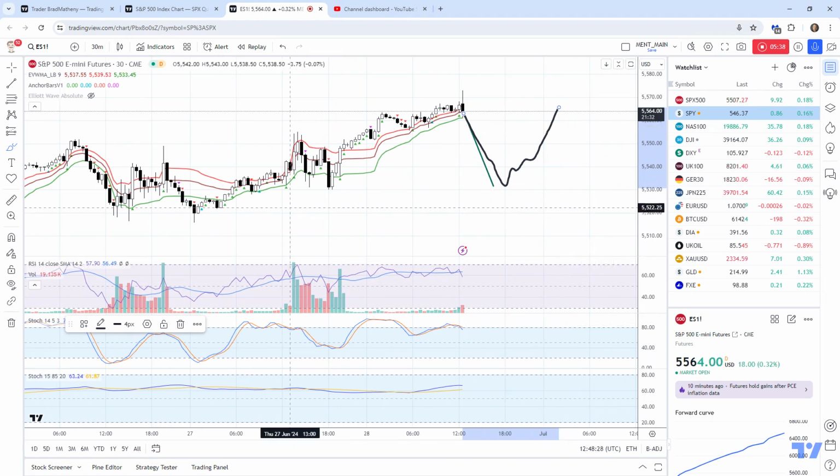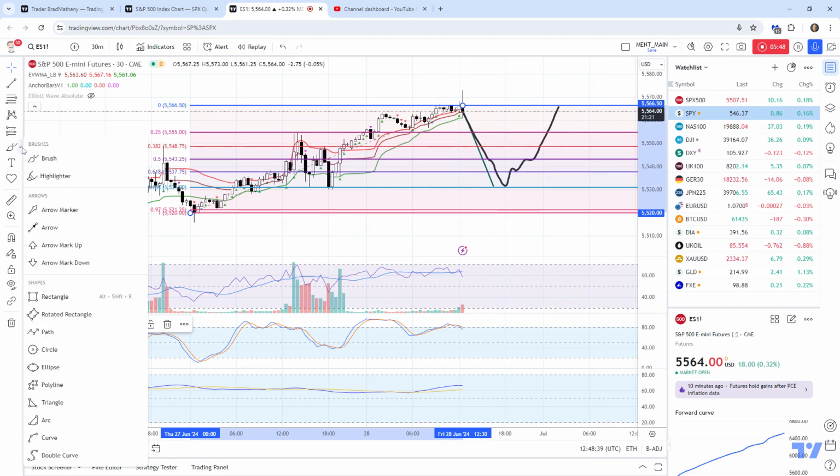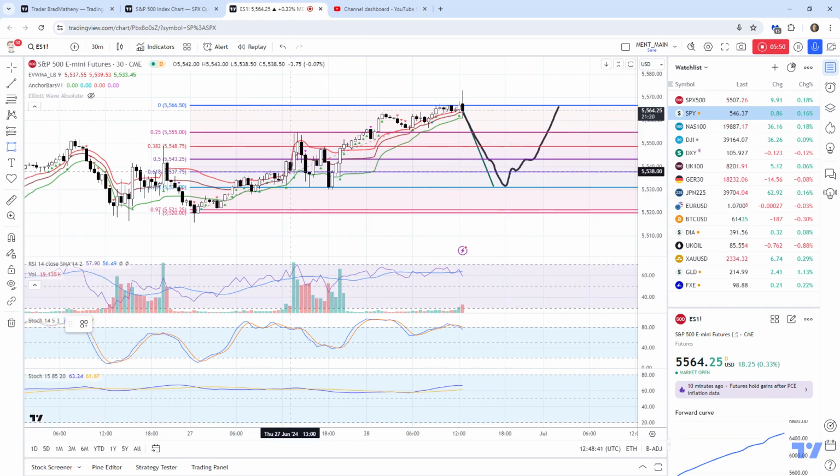And that would be a pretty good indication here. Now, remember, we have this range. So I like to use what I call rejection areas. We do have our support again, right in this area, the 382 to 50 area.